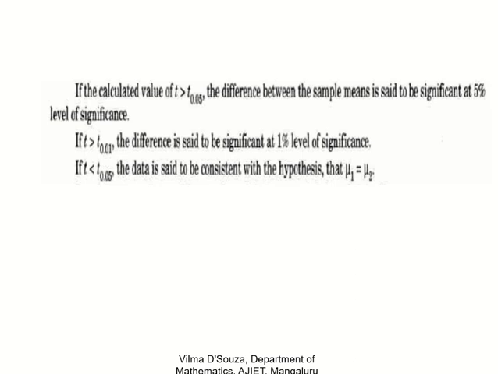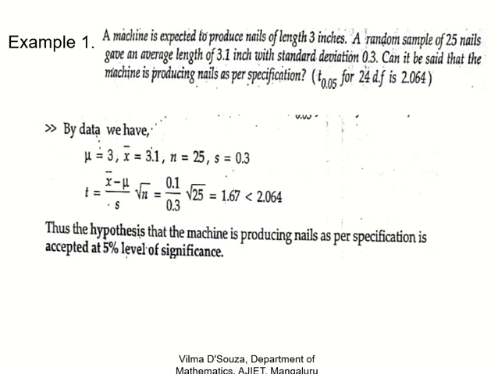If t is less than t of 0.01, there is no significant difference, and we say that mu1 and mu2 are equal at 1% level of significance. Okay, we will consider a few problems here.